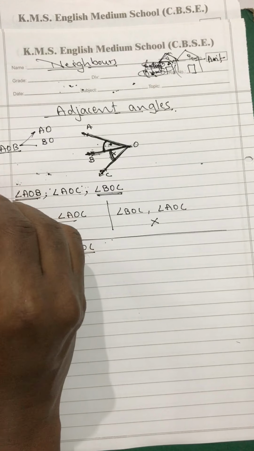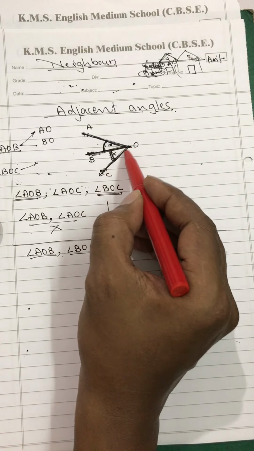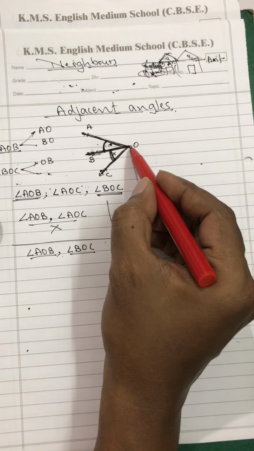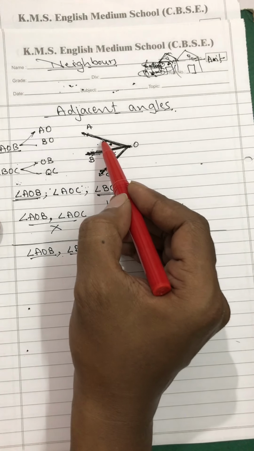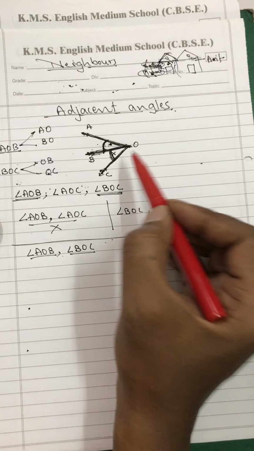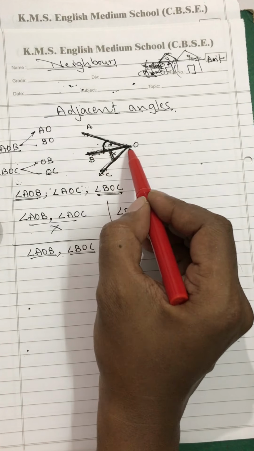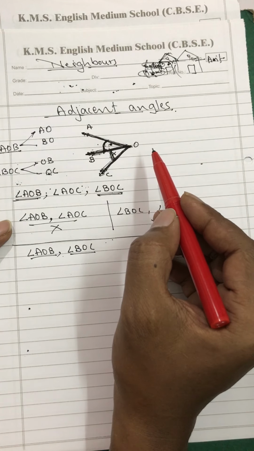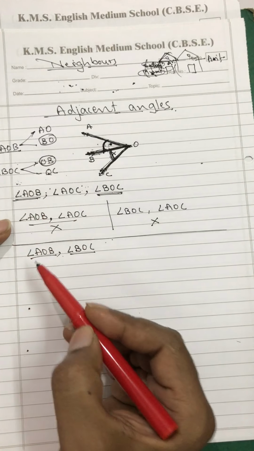What are the two arms of angle BOC? If you consider angle BOC, one arm is OB, the other arm is OC. These two arms OA and OB make angle AOB. These two arms OB and OC make angle BOC. Do they have any arm in common? See, OB is present over here, OB is also present over here.